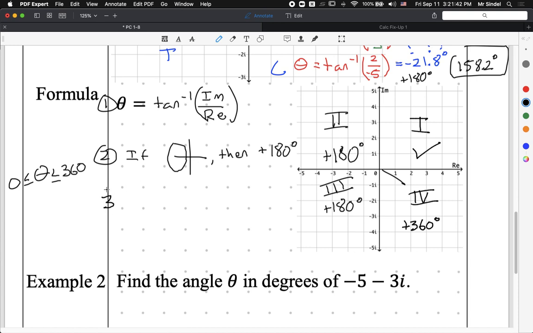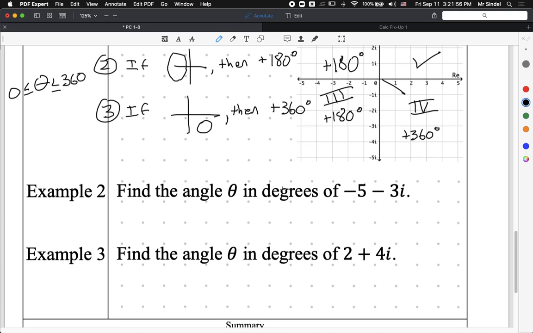I guess I'll add step 3 down here too. If you're in this quadrant in the bottom right, then add 360 degrees. Let's do example number 2. So find the angle of that thing. Again, it's just going to use our shortcut. Take arctan of your imaginary, -3, and divide it by your real, -5, and see what that is. Notice that when we draw this thing out, -5 goes left, -3i goes down. We're down here in quadrant 3, so at the very end we're going to have to add 180 degrees because we're in one of those left quadrants.